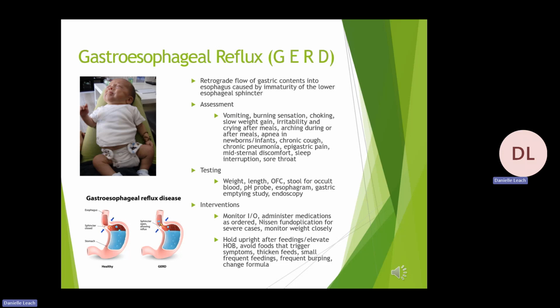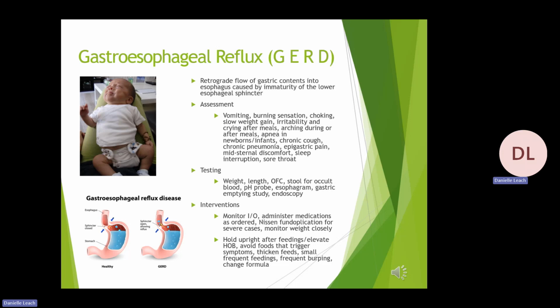We can avoid foods that trigger their symptoms. So more for an older child, if there are specific foods, things like orange juice or spicy foods or whatever is specific to the child, of course, we want to avoid those things. For babies, sometimes it's ordered to thicken their feeds, either with oatmeal or rice cereal, or with a special product called Thick-It that actually makes it thicker.